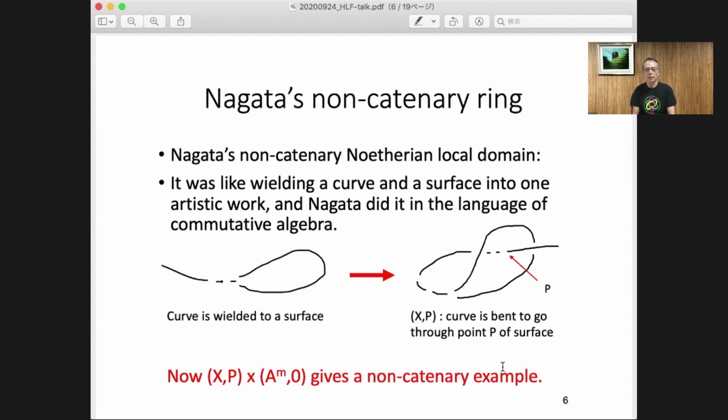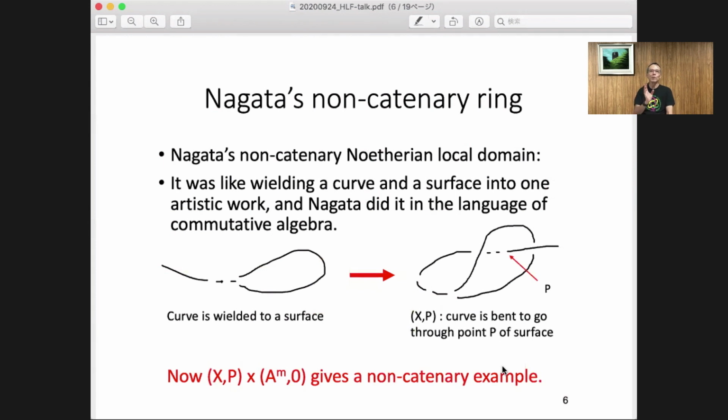He constructed a non-catenary Noetherian local ring. The idea is the following. Here is a curve and here is a surface. You somehow weave them, so there is some object which looks like a surface on one end and looks like a curve on the other. And somehow you bend it so that the curve goes through a point on the surface, say, call it P. This is the picture, I call it X_P. Then X_P times m-dimensional affine space, localized at zero, gives a non-catenary example.